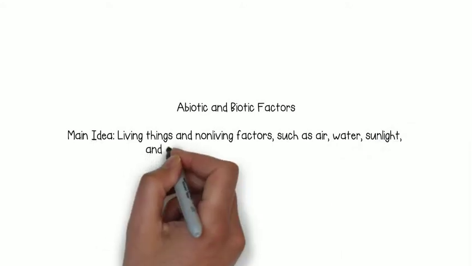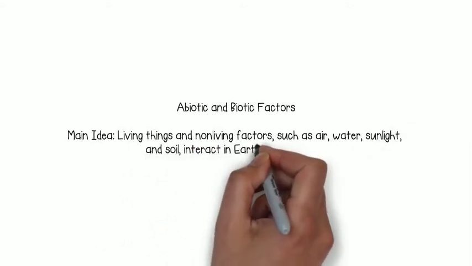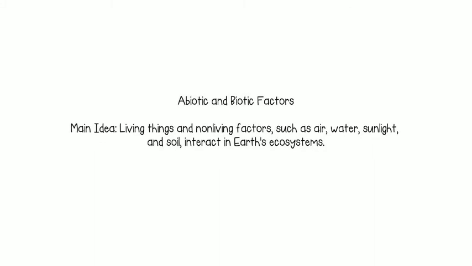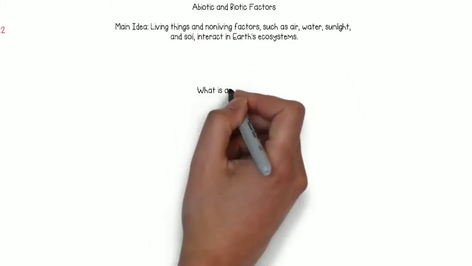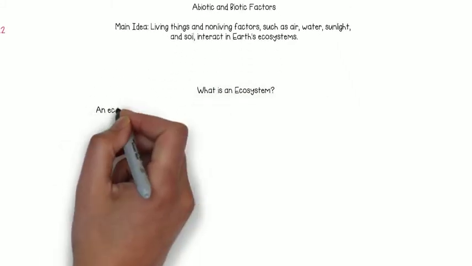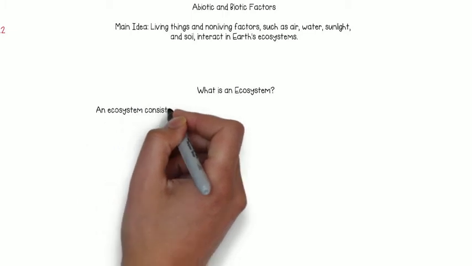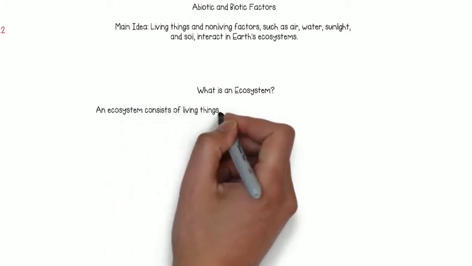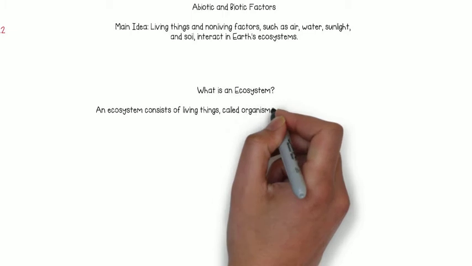So what is an ecosystem? An ecosystem consists of living things called organisms and the physical place they live. There are many types of ecosystems on Earth. You have coral reefs, woodlands, and ponds.